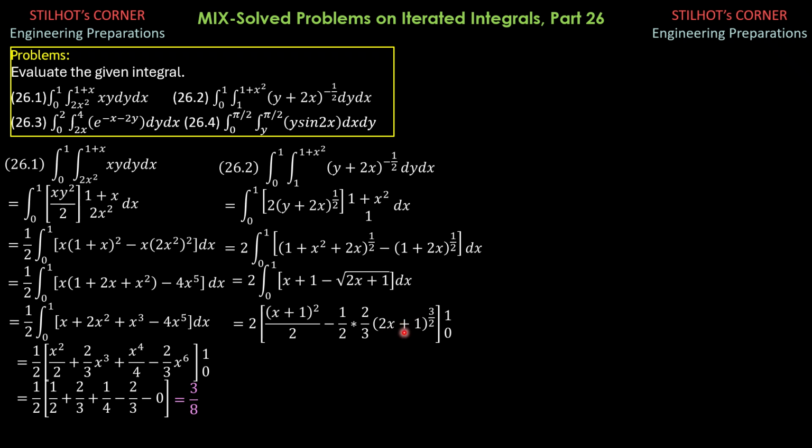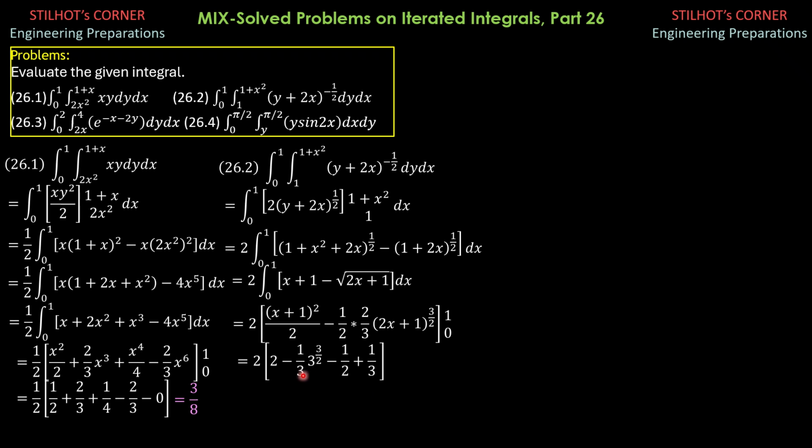2 times 1 plus 1 is 3. Then lower limit, minus 1 half. Then minus negative, so plus 1 third of 1. So 2 times quantity 2 minus 1 third of 3 to the 3 halves minus 1 half. 1 squared over 2 is still 1 half. Minus negative 1 third, so plus 1 third of 0 plus 1. 1 to the 3 halves is still 1.